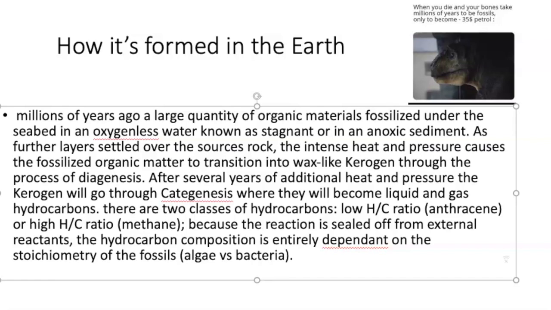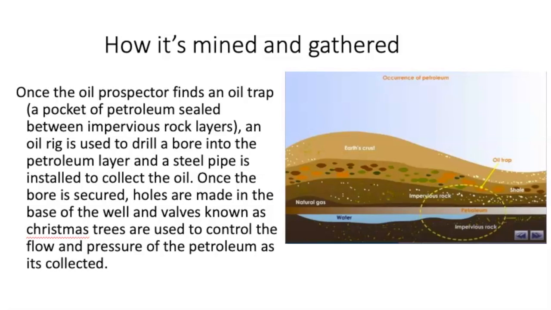How is petroleum mined and gathered? Once the oil prospector finds an oil trap, which is a pocket of petroleum sealed between impervious rock layers, an oil rig is used to drill a bore into the petroleum layer, and a steel pipe is installed to collect the oil. Once the bore is secured, holes are made in the base of the well, and valves known as Christmas trees are used to control the flow and pressure of petroleum as collected. Christmas trees are actually named for a street racing term, not the actual Christmas tree, interestingly enough.